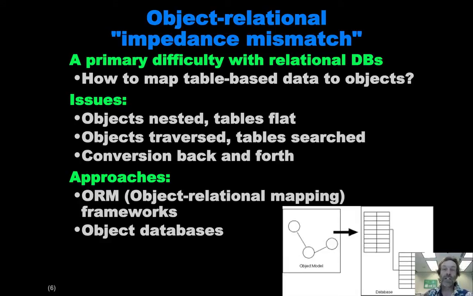There are a number of systems. Hibernate is a good example in the Java world, where you define a way to do this mapping back and forth, and then the Hibernate infrastructure will take care of performing the mapping kind of semi-automatically for you. Another way to do it is to just abandon the relational database backend and use an object database.